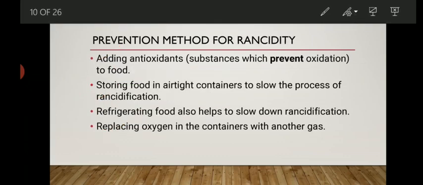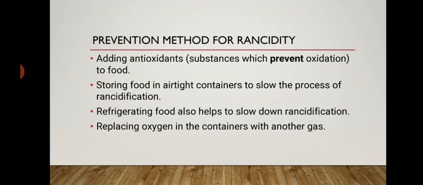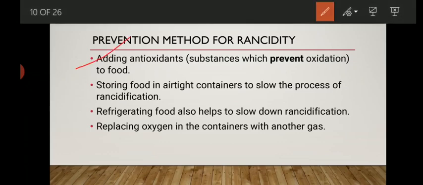As we know, rancidity is a slow deterioration of food material in which oil and fat is present. How will we prevent it? By adding antioxidants to the food, that's how we will prevent our food from getting rancid. Now, storing food in an airtight container slows down the process of rancidification. We may also have to refrigerate the food to slow down the rancidity process, and replace oxygen in the container with another gas like nitrogen.